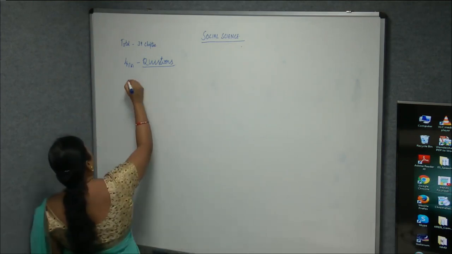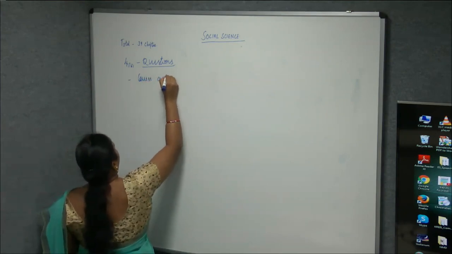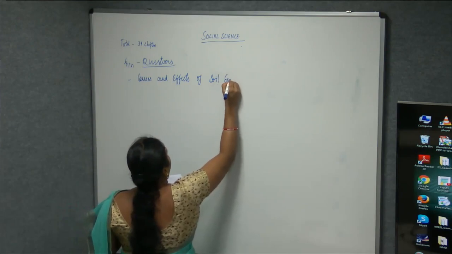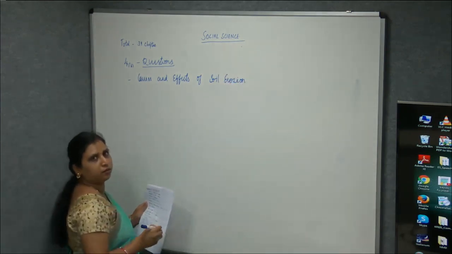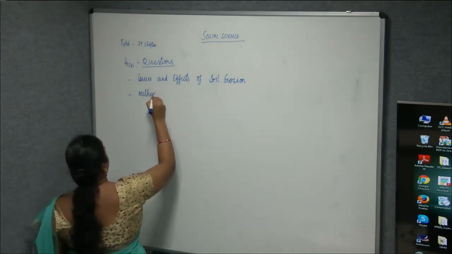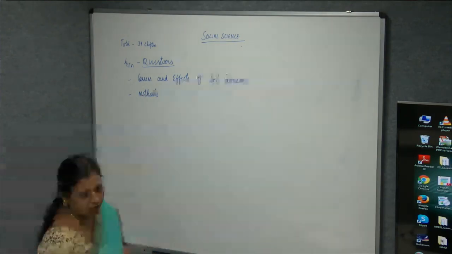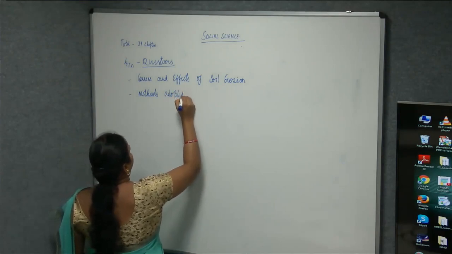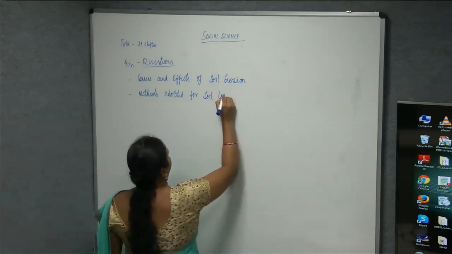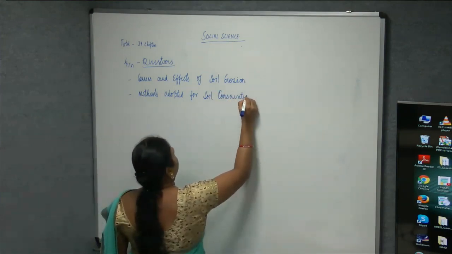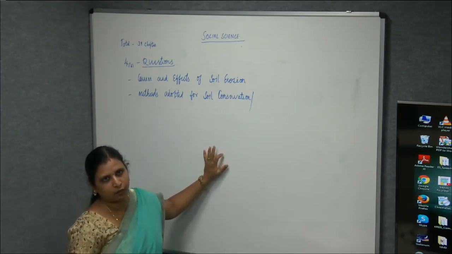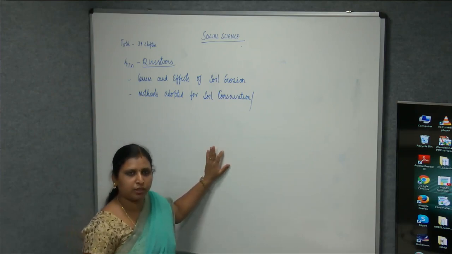So, causes and effects of soil erosion. And the next one, methods adopted for soil conservation. Or this question can also be asked as, the ways in which soil erosion can be prevented, or explain the ways in which soil erosion can be prevented.